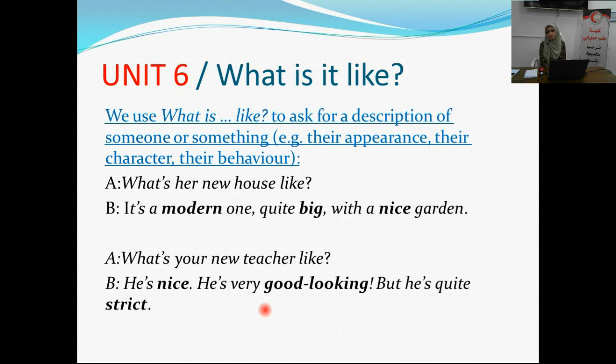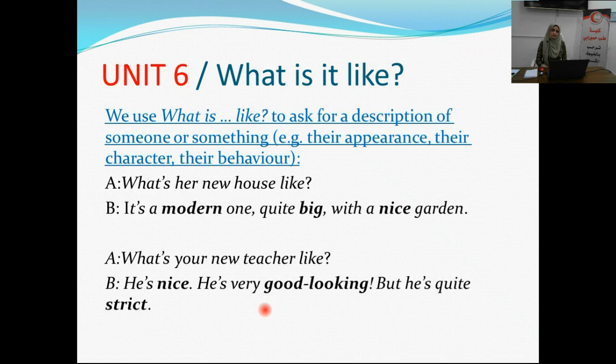For example, their appearance, their character, or their behavior. And by the way, you have to notice that we cannot say what does it like, because here the meaning will be different. When we say what does it like, it means what does it love. But what is like, give me a description.